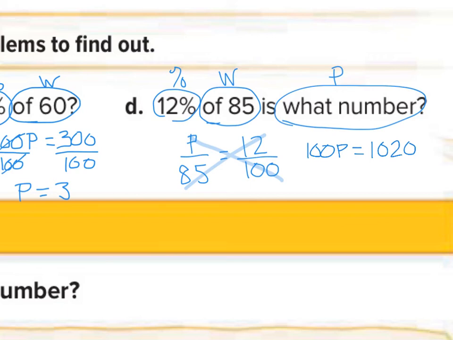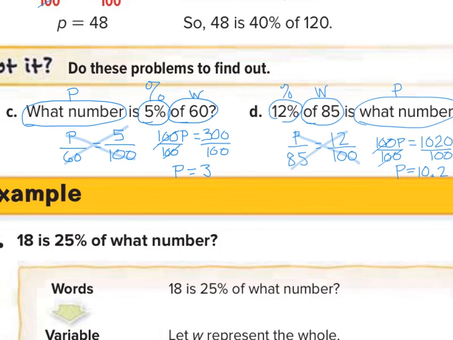Yes, that is 1,020. Just wanted to make sure that I had that right. And now we're going to divide by the number in front of P, which is 100. And those will cancel out. So we'll have P equals 10.2. So 12% of 85 would be 10.2.